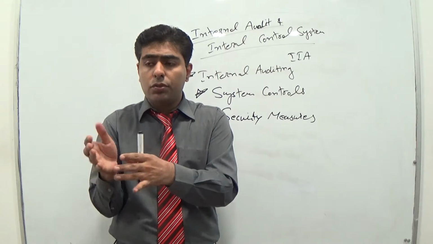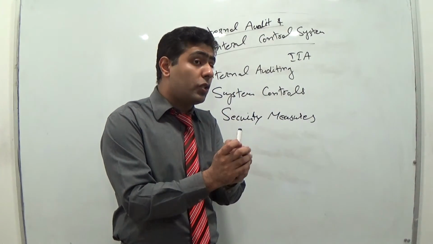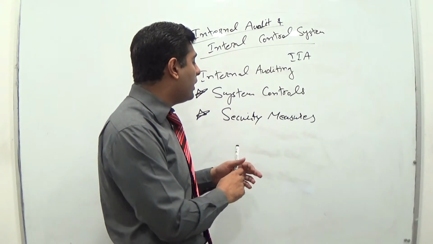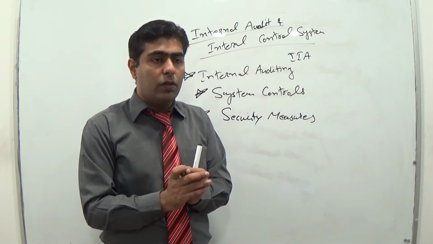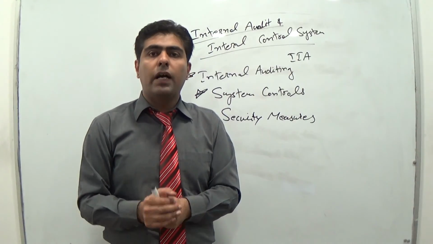Specifically we call these issues inherent limitations of internal control, which obviously I will explain, so don't worry about that. So in case of these security measures, I will discuss the different kinds of security measures, which I will explain.